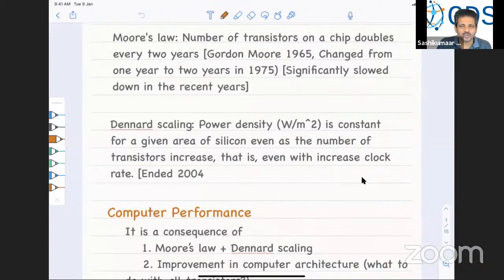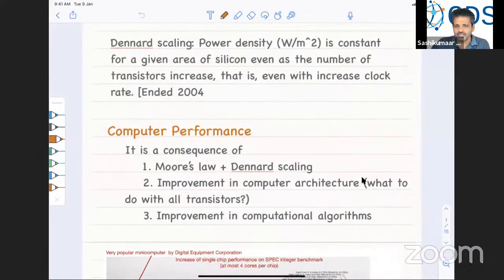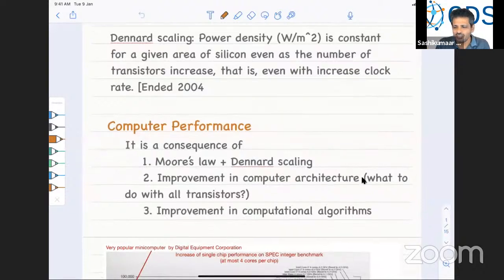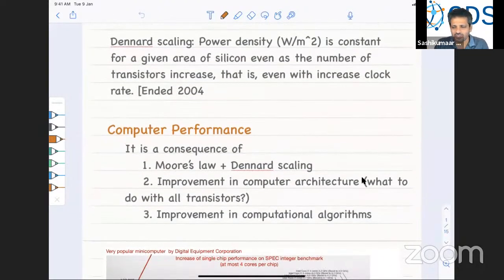However, this is also no longer true, especially after 2004. And during this period, the mid 2000s, is when we started to see different types of architectures. So if you look at computer performance, what are the main goals? What are the components that influence it?